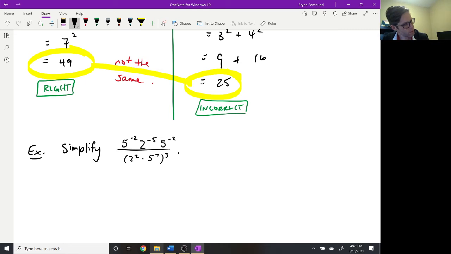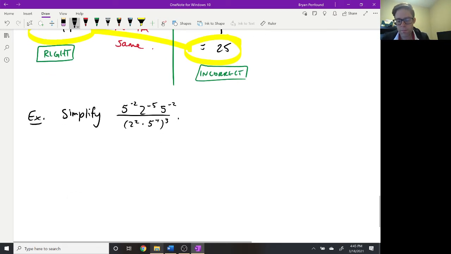Okay, so let's go ahead and simplify this expression. And then we'll do maybe a nice little, yeah, that looks good. Do that one at the end.